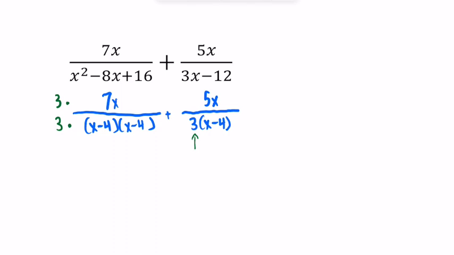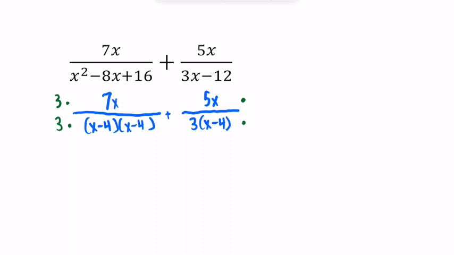Now, when we're thinking about our second fraction, to figure out what we multiply by the top and bottom of our second fraction, we need to look at the bottom of the first fraction and see what that has that this one is missing.